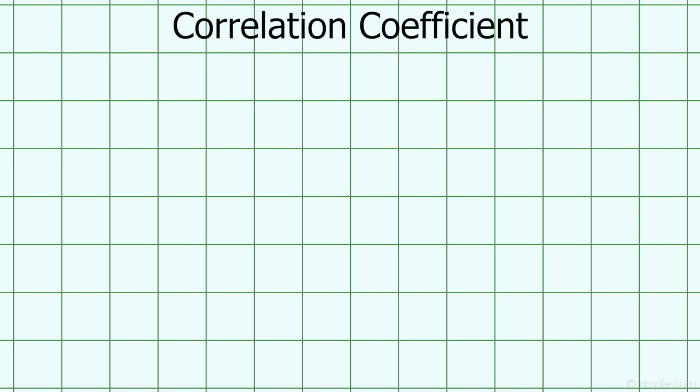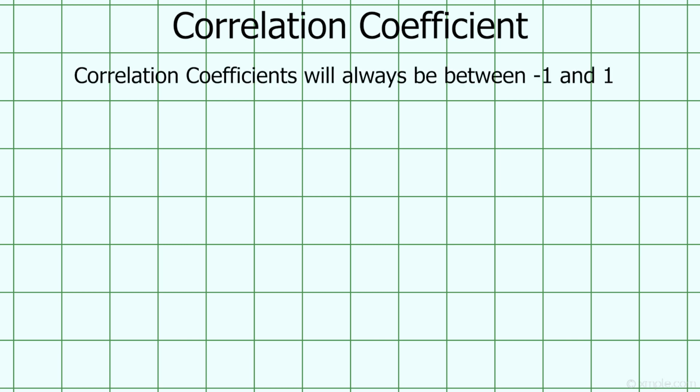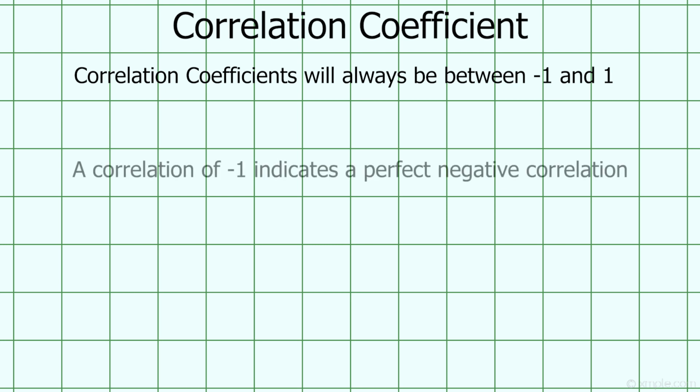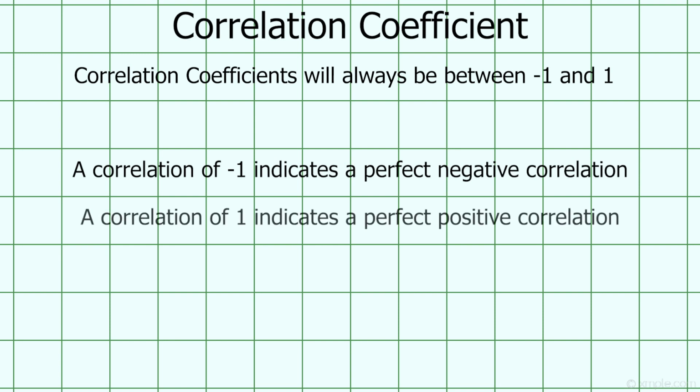Because of this property, the value of the correlation is bounded between -1 and 1. A correlation of -1 indicates that two variables have a perfect negative correlation, and a correlation of 1 indicates perfect positive correlation.